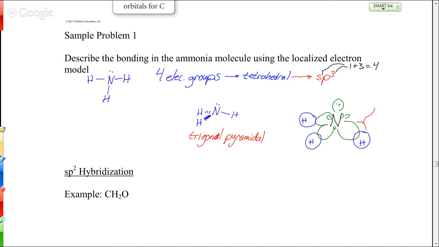These bonds would be sp3 1s bonds. So an sp3 hybrid orbital bonding with a hydrogen 1s orbital. And then you have one leftover sp3 orbital that contains the lone electron pair. If we use individual s and p orbitals on that nitrogen, we wouldn't get the correct shape. And so we need to use our electron groups to determine the hybridization.